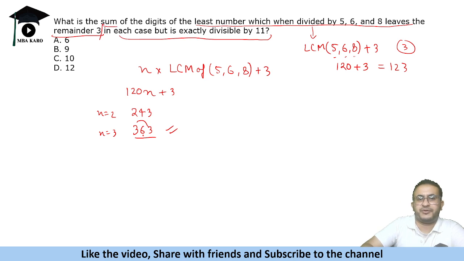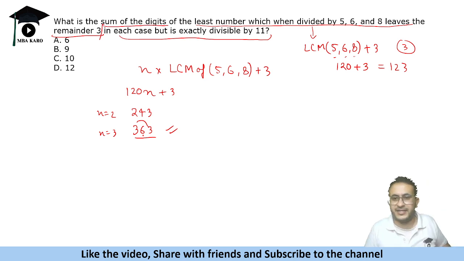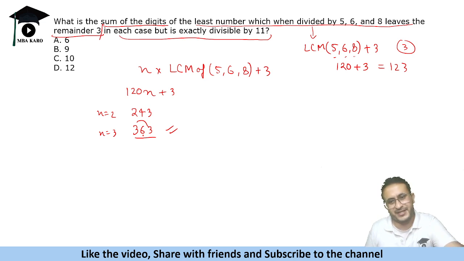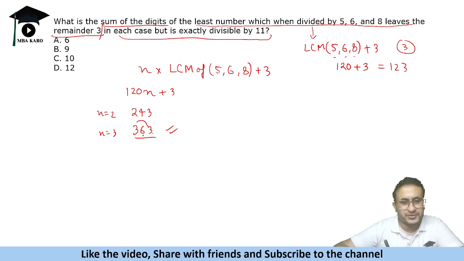We are asking sum of digits. They deliberately ask the sum of digits, because if the number was asked, you could have used the options and answered the question. So the sum of digits is 3 plus 6 plus 3, which is 12. So that's the answer to this question. All right, so let's see the next question.